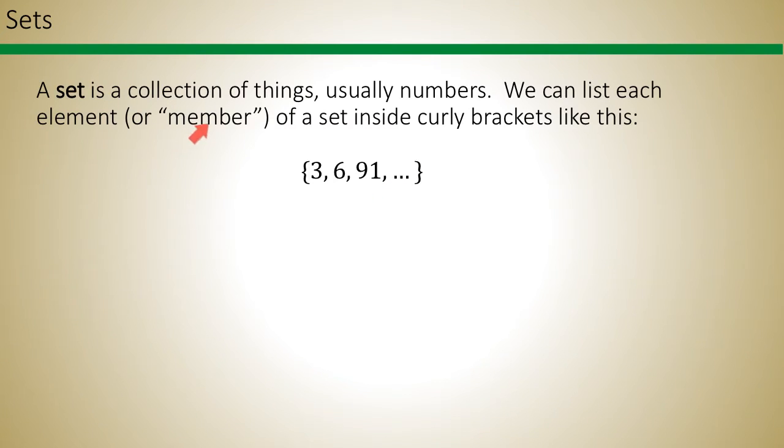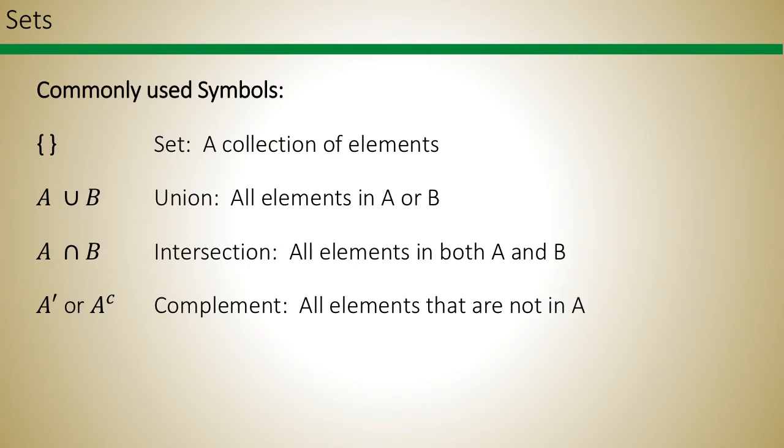So these members could really be anything. We could be talking about people within a set. We could be talking about items within a set. Most of what we look at will be talking about numbers that are within a set. So some commonly used symbols that we're going to see, these are called curly brackets, and that just means that we have a collection of elements. Okay, and those elements could be numbers or anything, okay?